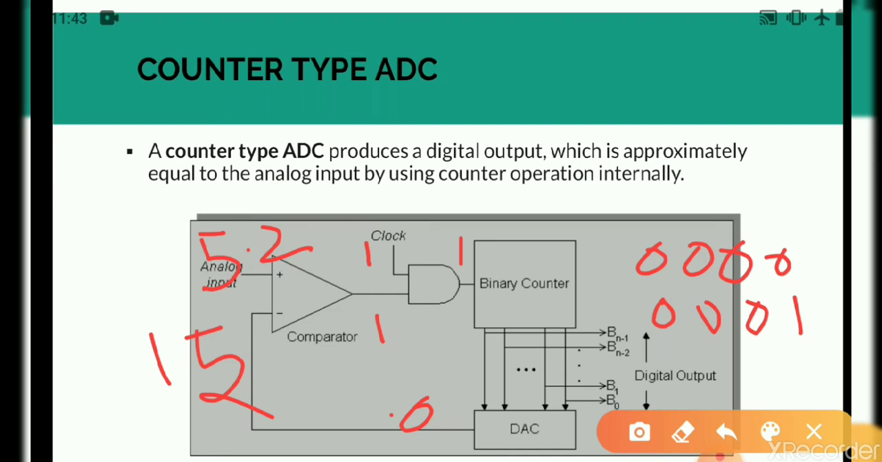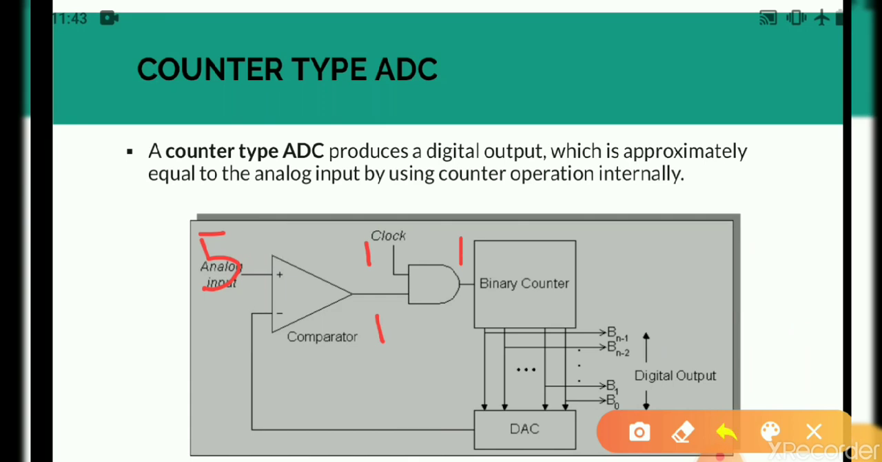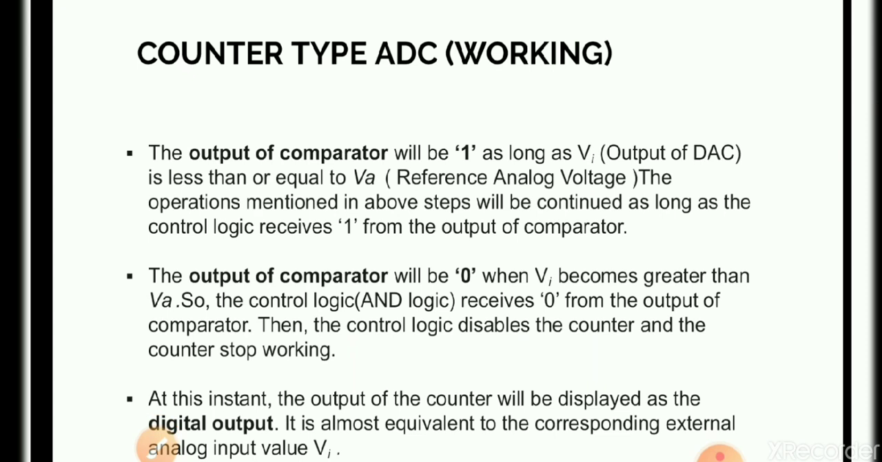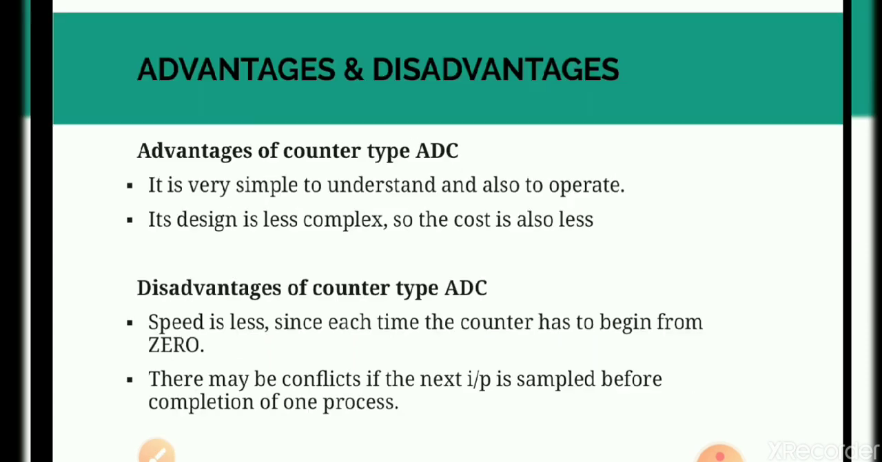The advantage of this counter type ADC is that it is very simple to construct. It uses fewer components and a simple way of construction, and so these are the advantages. These are the workings which I have earlier explained in the diagram. Now the advantage: it is very simple to understand and also to operate. Its design is less complex, so the cost is also less. The disadvantage is that speed is less.